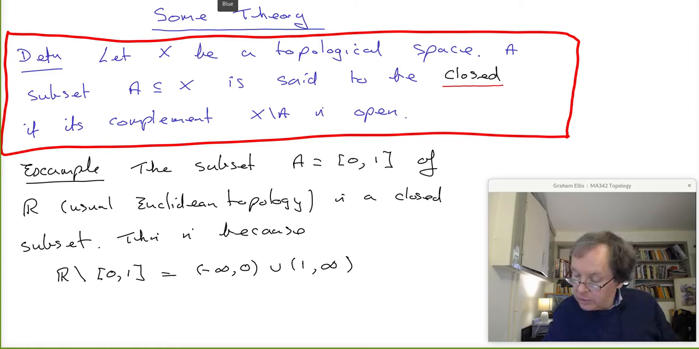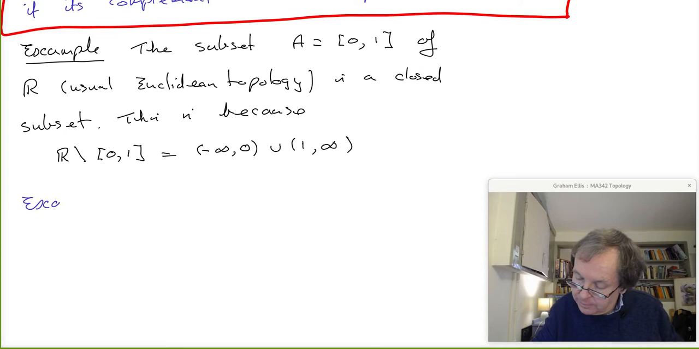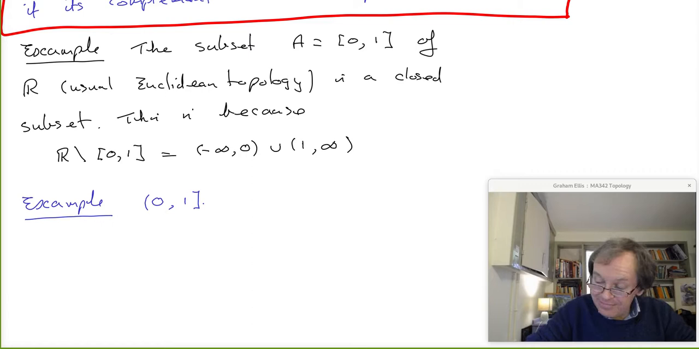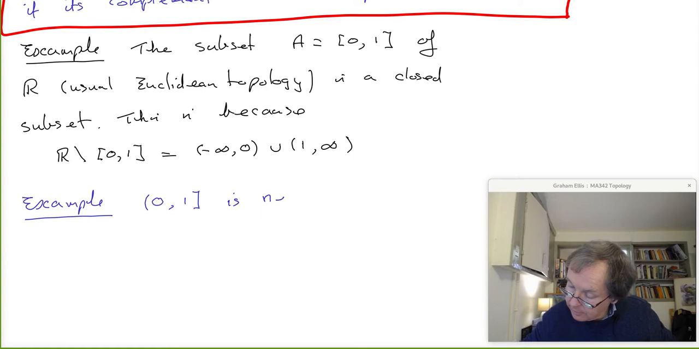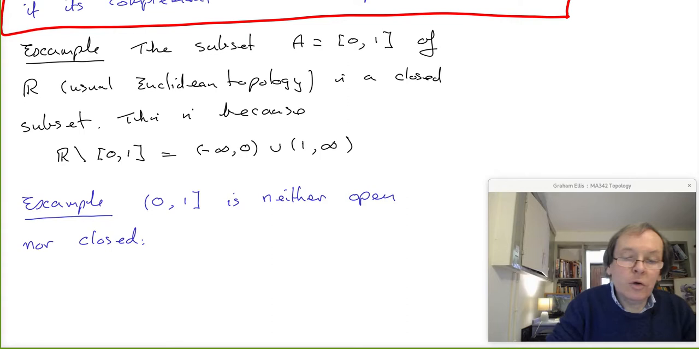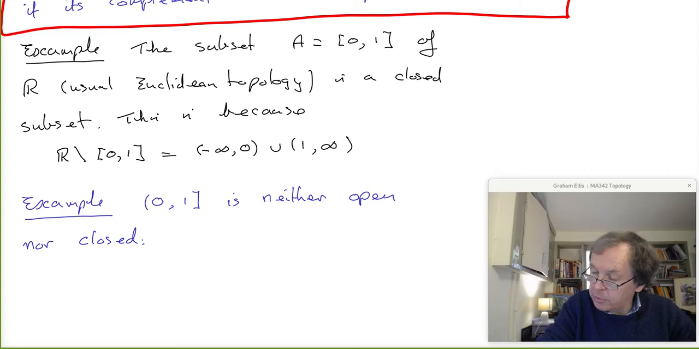Okay, another example. If I take the collection of numbers greater than 0 and less than or equal to 1, then that set is not open with the usual topology, because 1 is in the set, and it's not closed because the complement isn't open either. So that set there is neither open nor closed. Most sets are neither open nor closed. Some sets happen to be open, some sets happen to be closed, but they're only closed if their complement is open, and then there are plenty of examples of sets which are neither open nor closed.